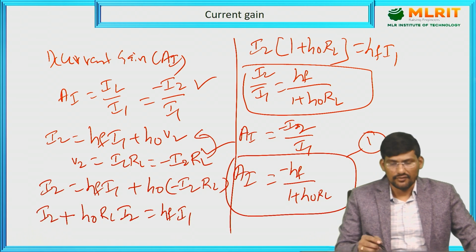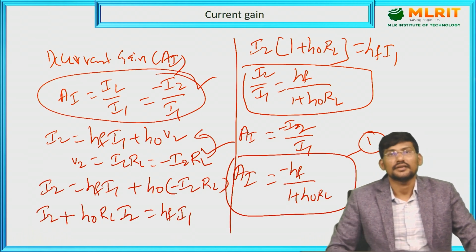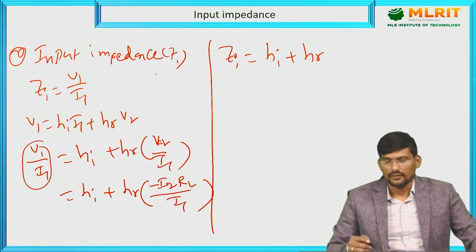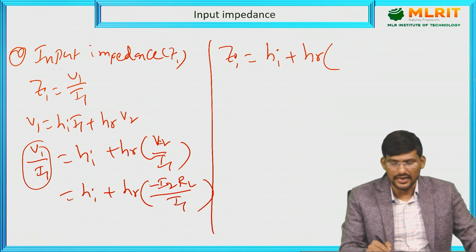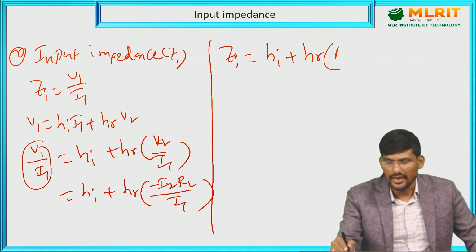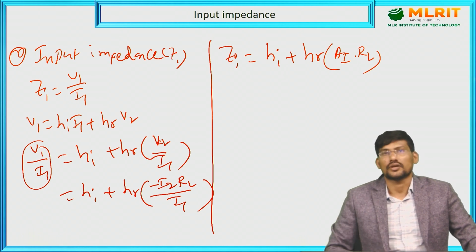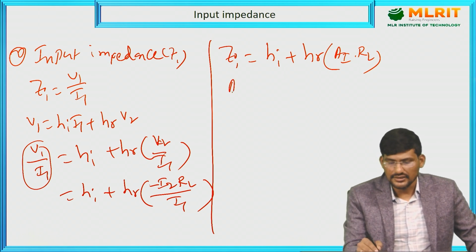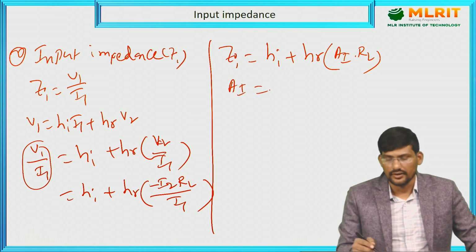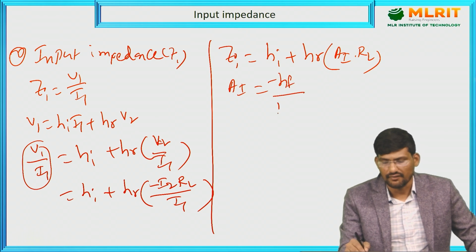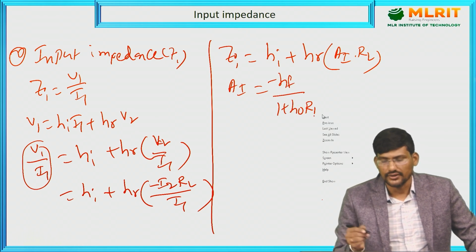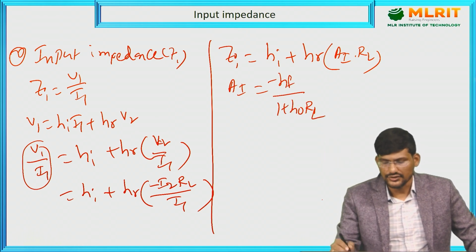Minus I2 by I1. What is minus I2 by I1 here? It is called the current gain. So we can replace minus I2 by I1 here with AI, the current gain, into RL, the load resistance. Now what is the current gain expression? The current gain expression we already derived. It is minus HF divided by 1 plus H naught into RL.